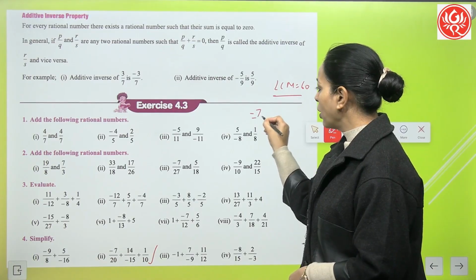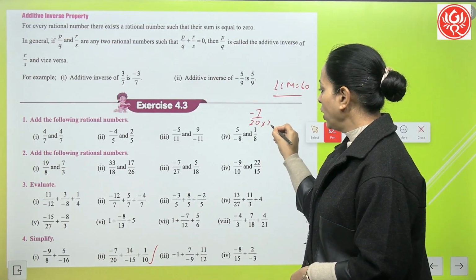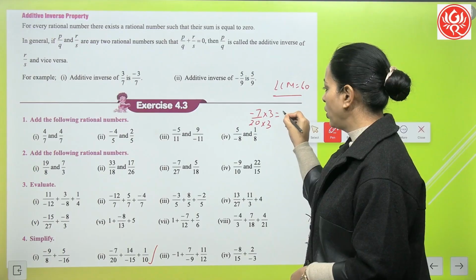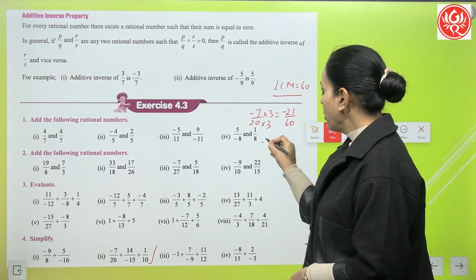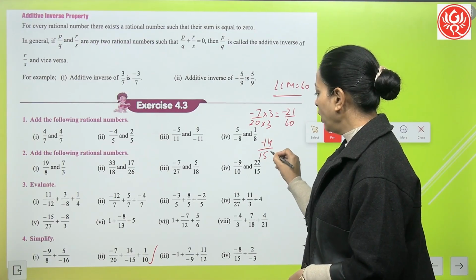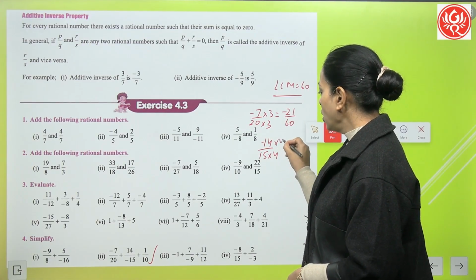See minus 7 upon 20. So 20 into 3, 7 into 3, minus 21 upon 60. Then second one, minus 14 upon 15, 15 fours are, 14 fours are.